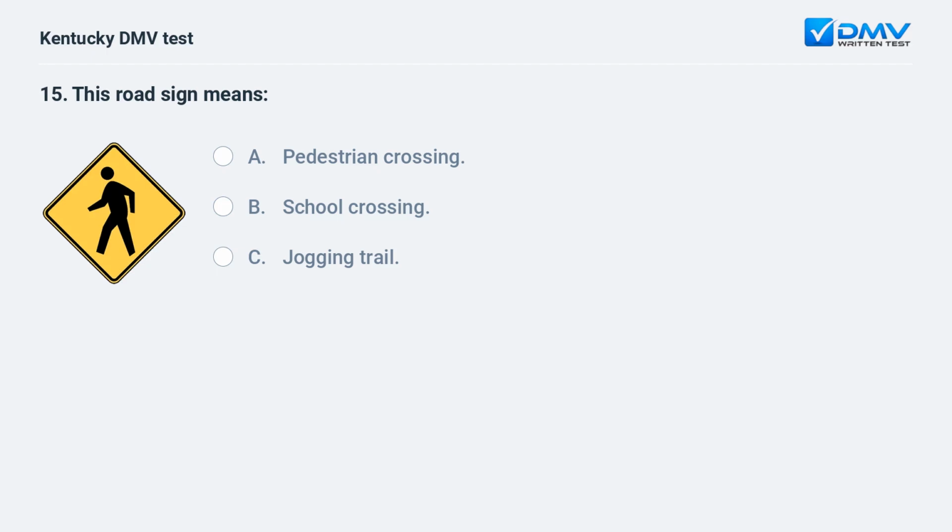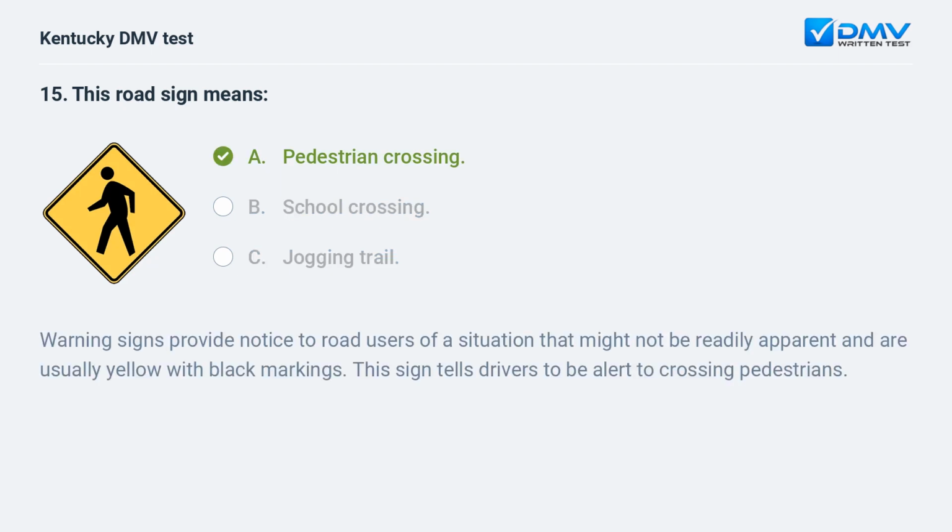This road sign means: A. Pedestrian crossing. B. School crossing. C. Jogging trail. A. Pedestrian crossing. Warning signs provide notice to road users of a situation that might not be readily apparent and are usually yellow with black markings. This sign tells drivers to be alert to crossing pedestrians.